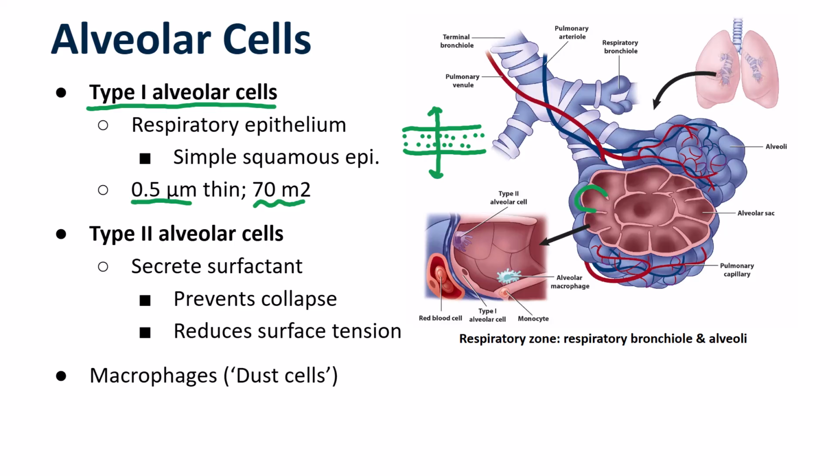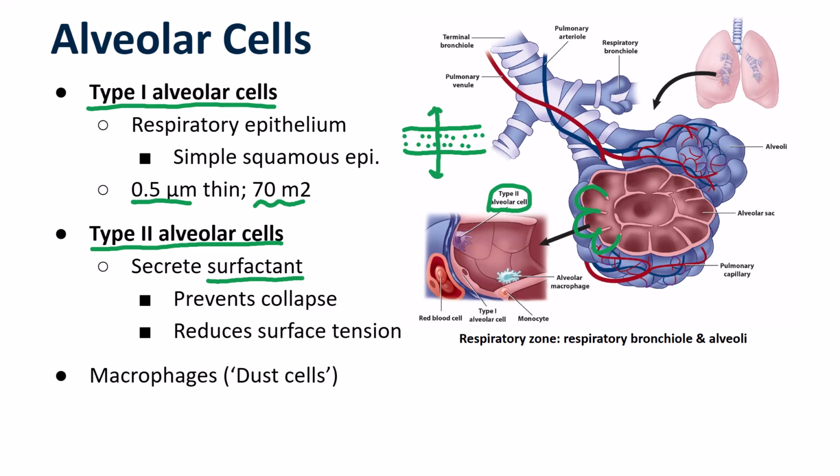Now, interspersed amongst these type 1 alveolar cells are type 2 alveolar cells. Type 2 alveolar cells are more cuboidal in nature, and they're more secretory. And specifically, they secrete a substance called surfactant. This is also secreted in the bronchioles. What surfactant does is it reduces surface tension, helping to maintain the patency or the openness of the alveoli so that they don't collapse in on themselves.